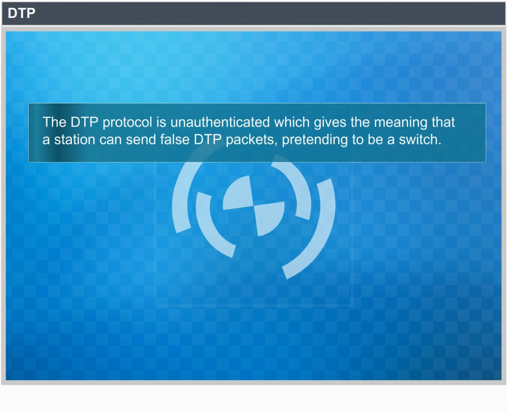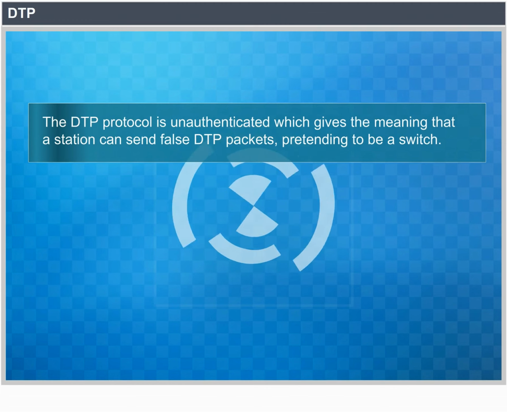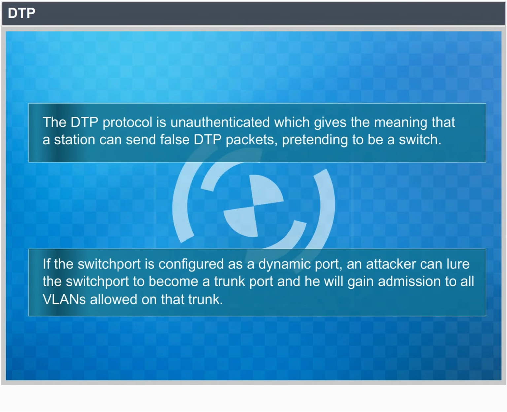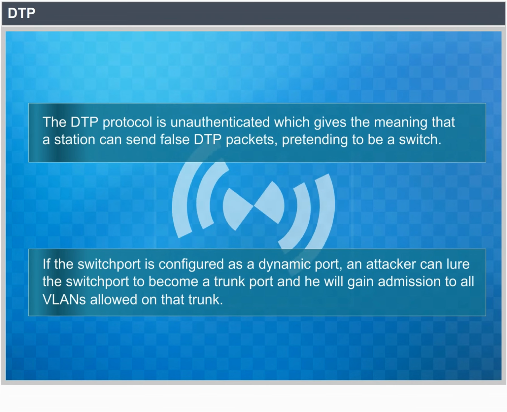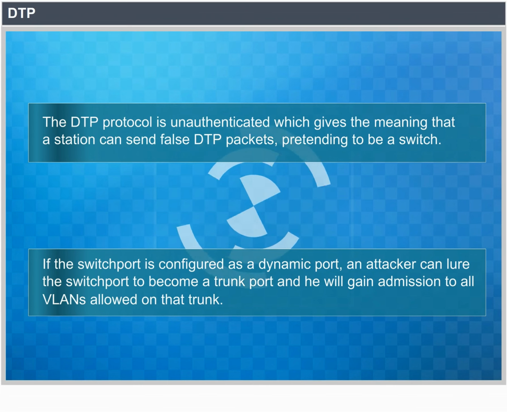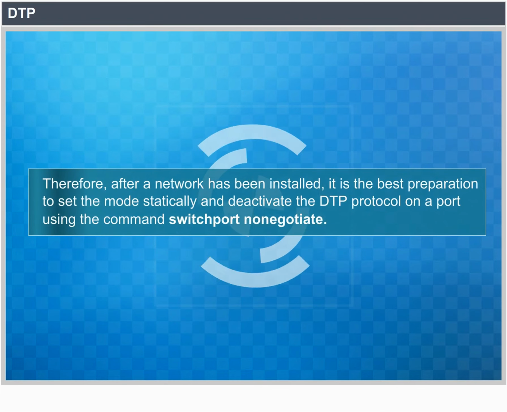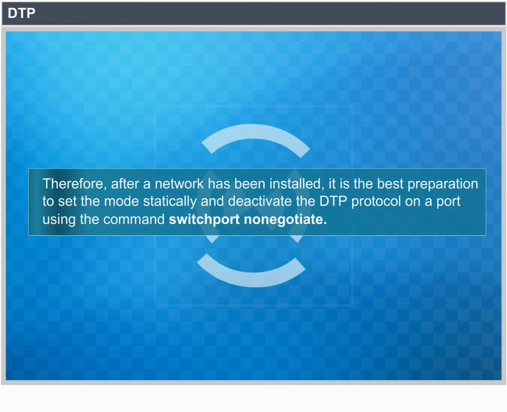The DTP protocol is unauthenticated, which means that a station can send false DTP packets pretending to be a switch. If the switch port is configured as a dynamic port, an attacker can lure the switch port to become a trunk port and gain access to all VLANs allowed on a trunk. Therefore, after a network has been installed, it is best practice to set the mode statically and deactivate the DTP protocol on a port using the command switchport nonegotiate.